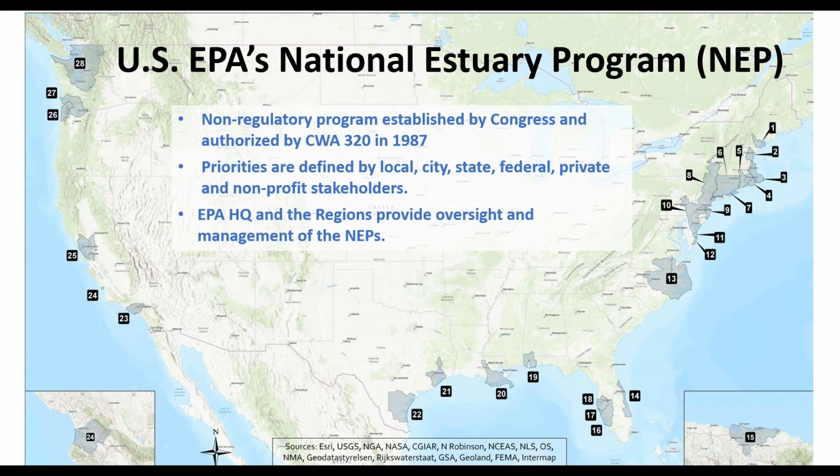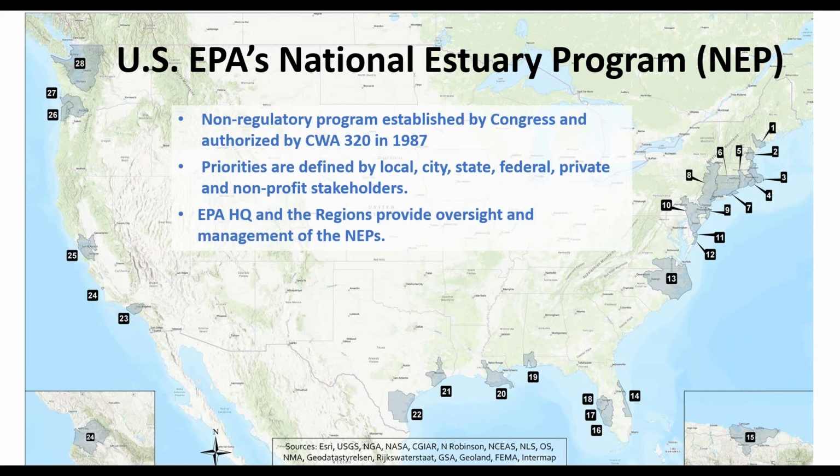Each NEP focuses within a study area, and that includes the estuary as well as the surrounding watershed. Importantly, the priorities are defined by local, city, state, federal, and private and nonprofit stakeholders. They vary from NEP to NEP. EPA headquarters in the regions provide funding and oversight and manage the program, as well as guidance and technical assistance. But the local NEPs and the people, the boots on the ground at the institutions and at the local and state level and at the universities, do all of the real hard work. That's the way I like to think about it. So there's 28 of them currently.